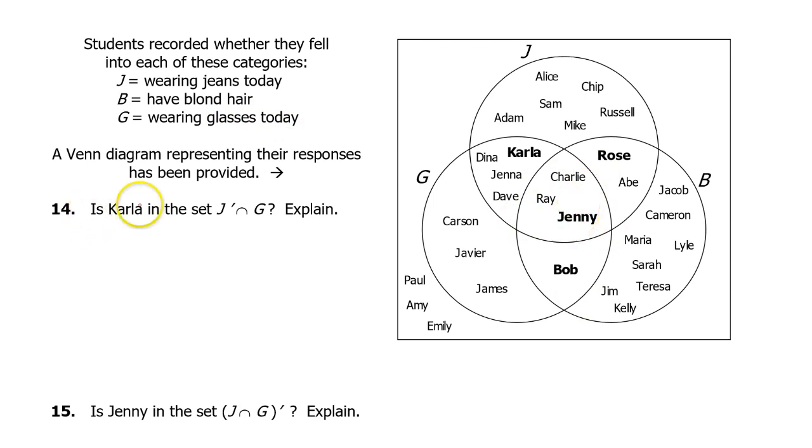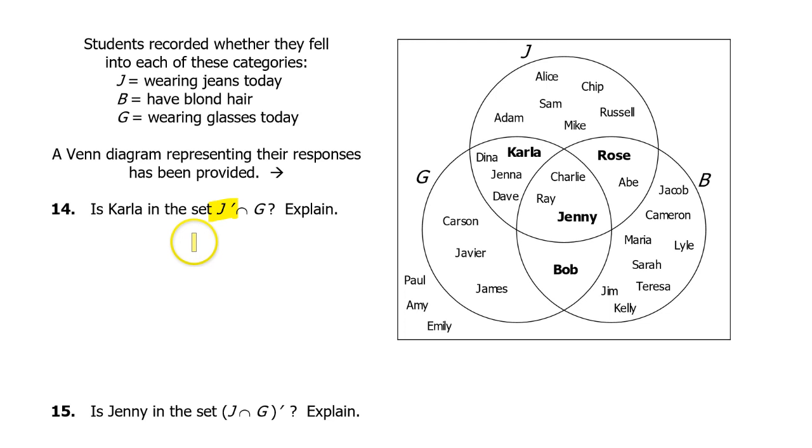For number 14, is Carla in the set J complement intersection G? Well, J complement means she's not in set J, and she's in set G. So let's start with the not J part.